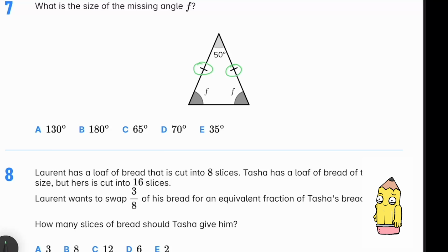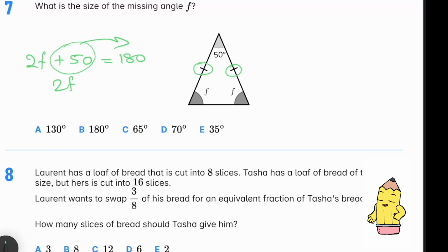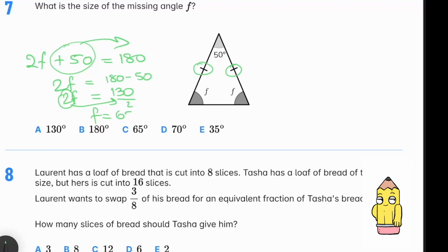Now, we know that the interior angles of a triangle add up to 180. So we have 2F plus 50 equals 180. And if we take the plus 50 over, we have 2F equals 180 minus 50, which is 130. If we then take the 2 over, that's divided by 2. So F will be 65. And C is our answer here. So it's all about making a letter or a constant the subject.